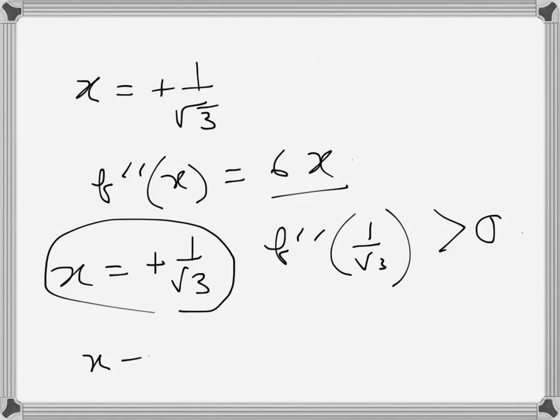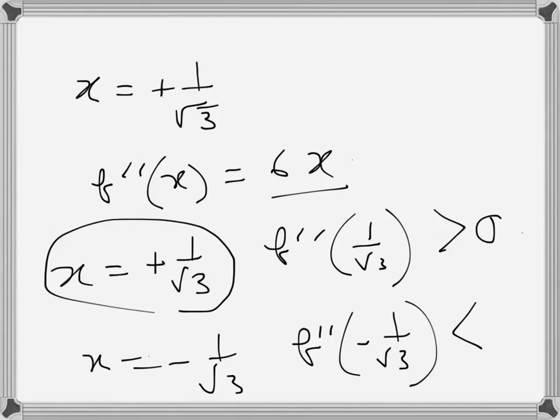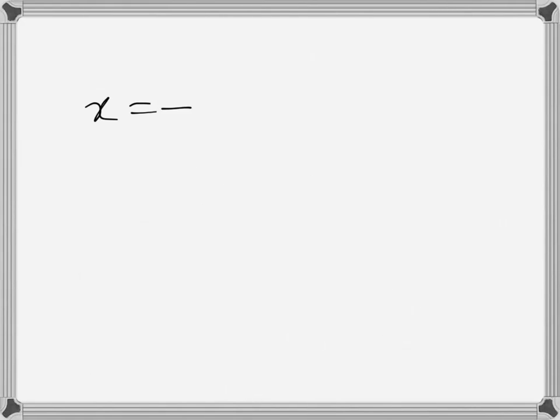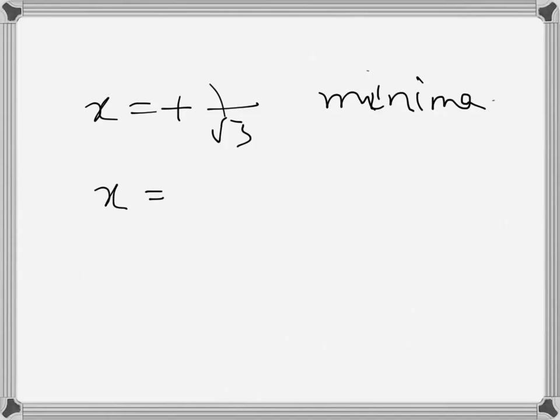And when x is equal to minus 1 over root 3, f double prime is less than 0, because of course this one will be negative. So this point will be maxima. So x equals plus 1 over root 3 is minima, and x equals minus 1 over root 3 is maxima. So these two we know now, maxima and minima.